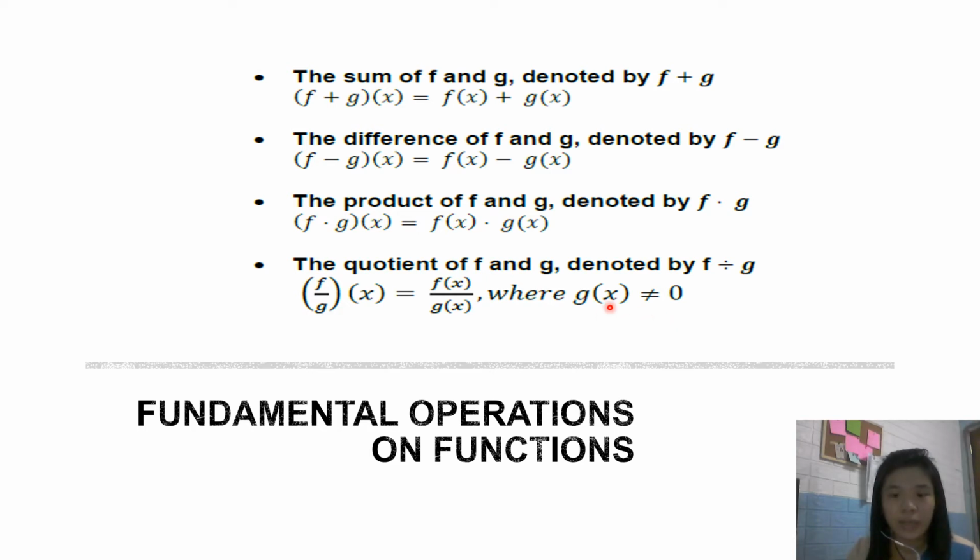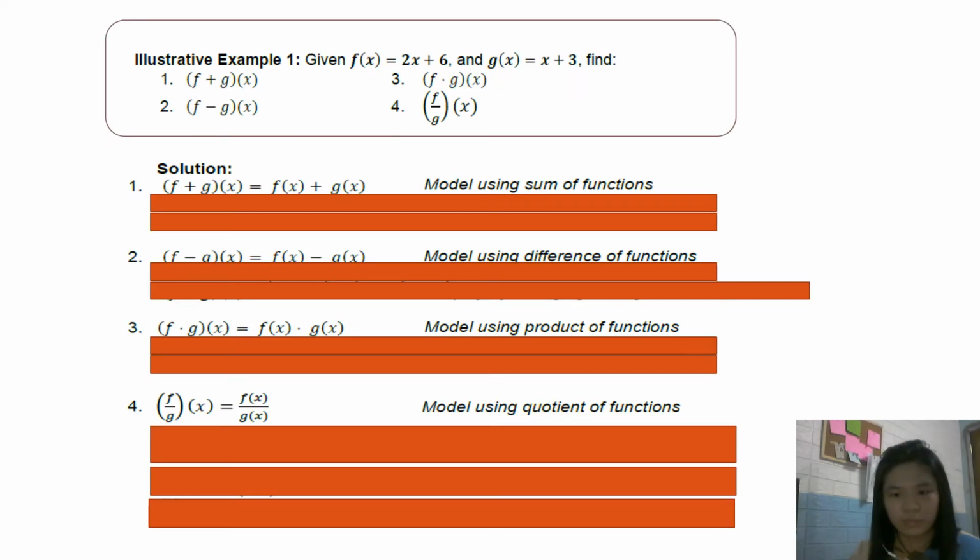So, g of x cannot be 0 because our result will be undefined, right? So that's the reason. Let us have an example here. Given f of x equals 2x plus 6 and g of x equals x plus 3. We're asked to find f plus g of x, f minus g of x, f multiplied by g of x, and lastly f over g of x.